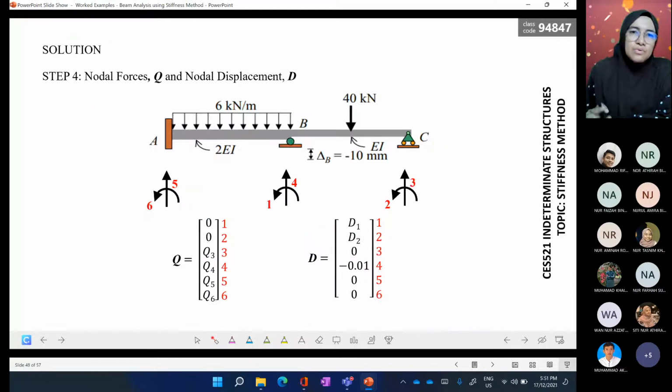Okay, so we move to step number 4. Step number 4 is for nodal forces and nodal displacement. Why do we need this? Because we want to calculate the unknown reaction, and to calculate the unknown reaction, we have to consider the relation between Q and the relation between D.